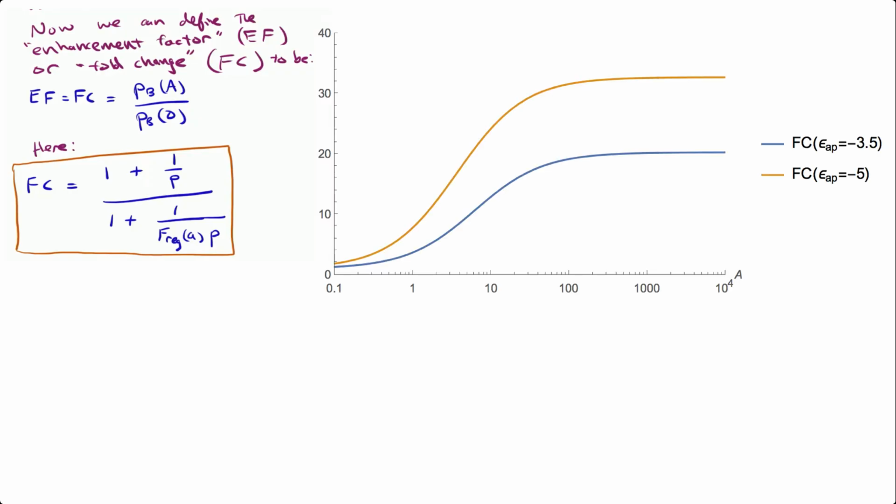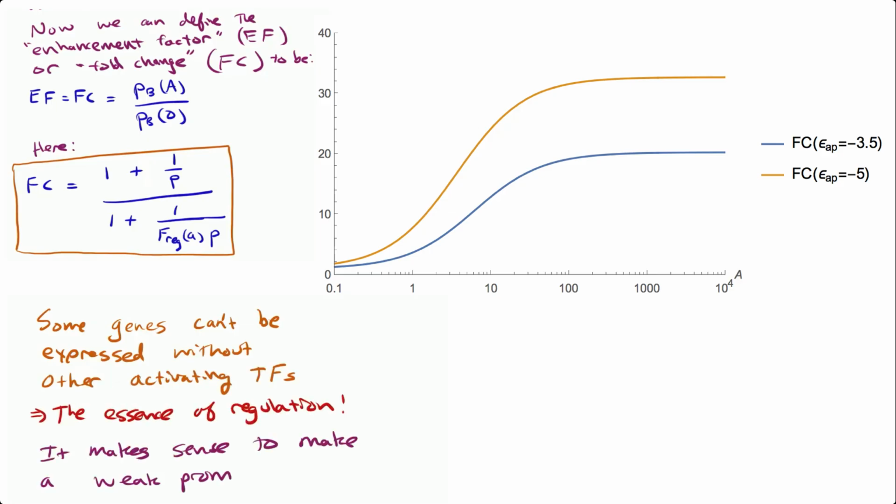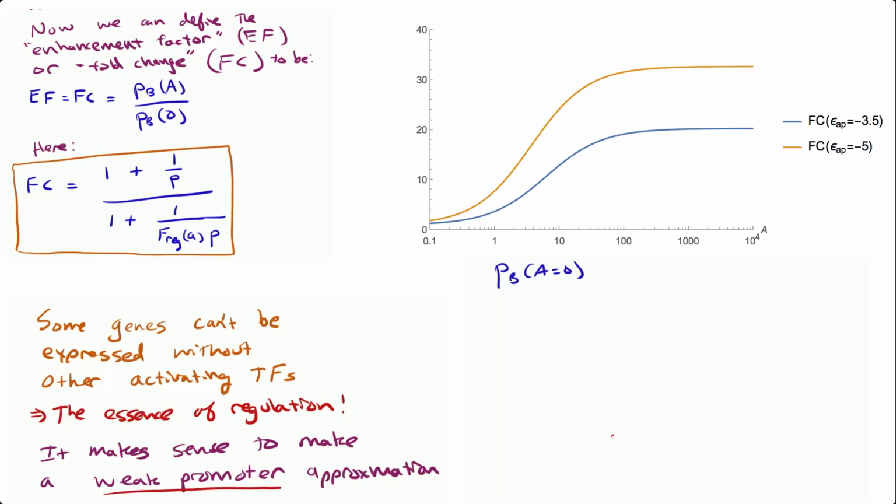Okay, so here's the fold change again, plotted for two different AP binding energies. It's an interesting fact that many genes can't be expressed without their activating transcription factors, and in fact that's the essence of regulation. So it makes sense to take a weak promoter approximation, where the probability of binding in the absence of an activator is much less than 1.